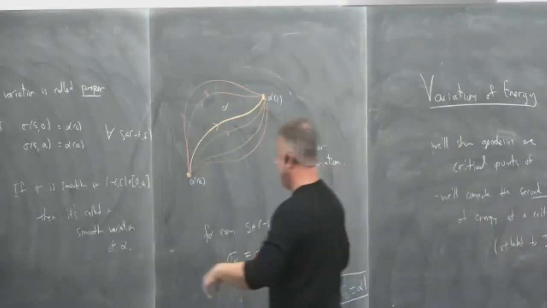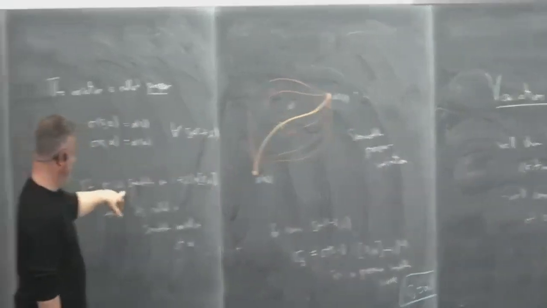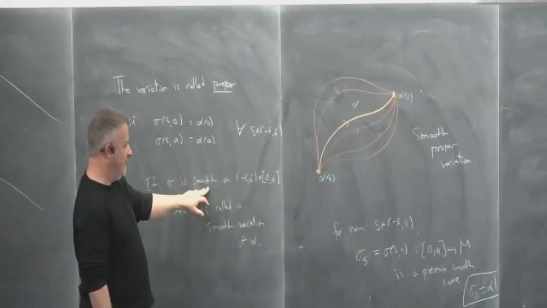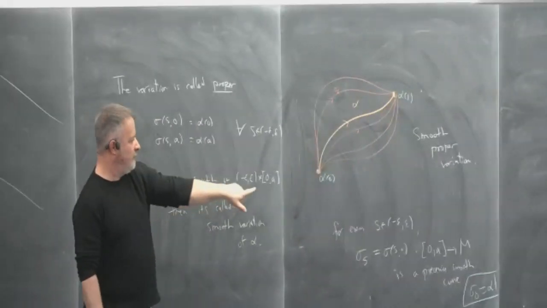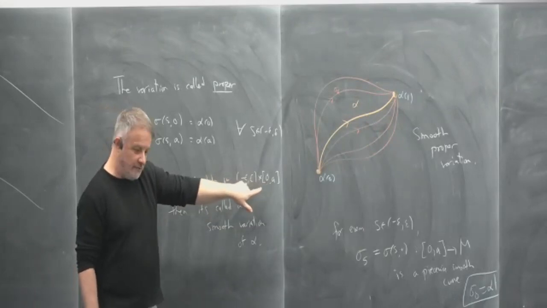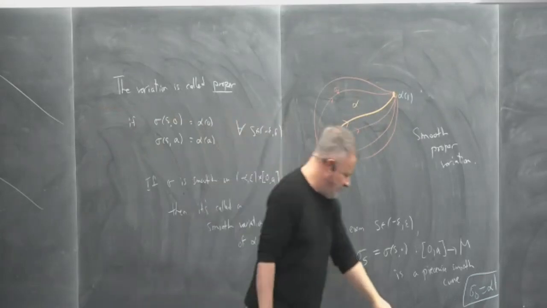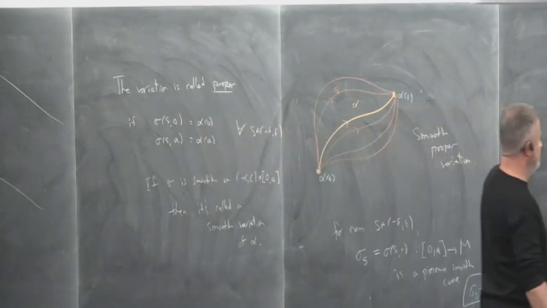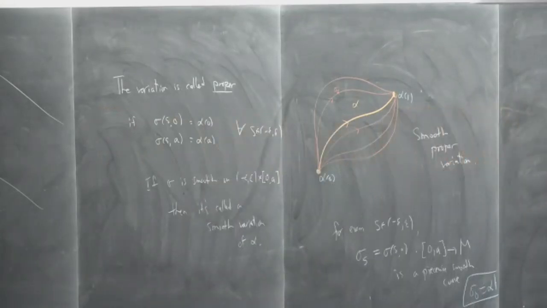No. Yeah. Here. My definition of what it means to have a smooth variation means that sigma is smooth on the whole domain. So if I restrict it to s equals 0, then alpha is also smooth. So you can't have a smooth variation of a curve if the curve is not already smooth. But if the curve is smooth, you can have variations which break the smoothness. I'll try to draw some more pictures now.